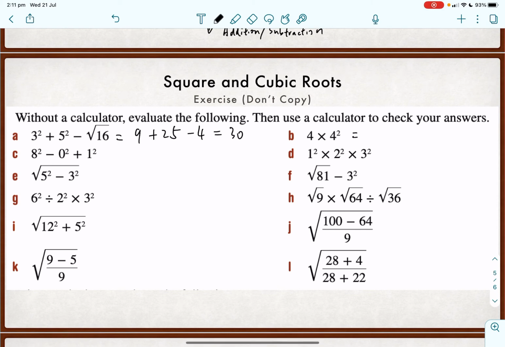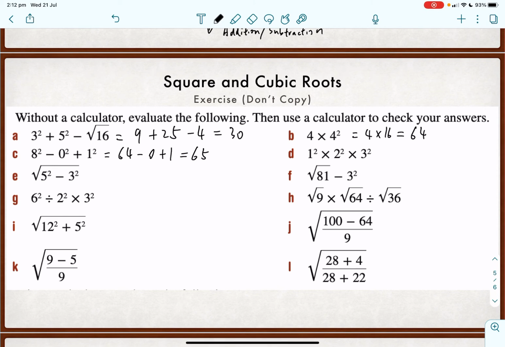B, 4 times, so indices first, so you need to do 4 squared first. 4 squared is 4 times 4, 16. So 4 times 16 is 64. Okay. Now next one, we have an index, so we need to do that first. 8 times 8 is 64, minus 0 squared is 0, plus 1 squared is 1. So it's basically 64 minus 0 is 64, plus 1 is 65.